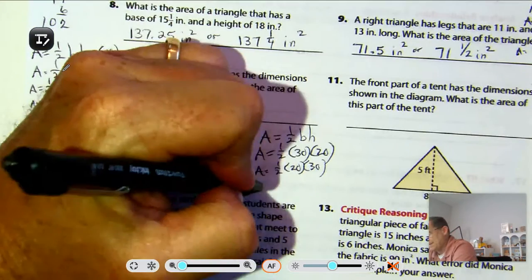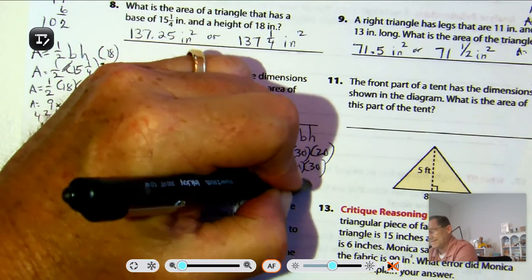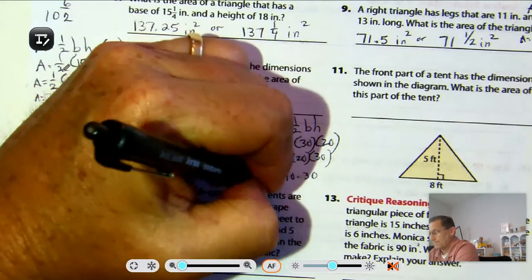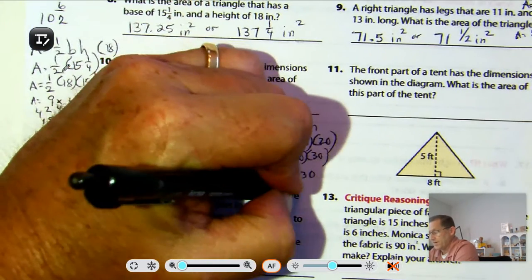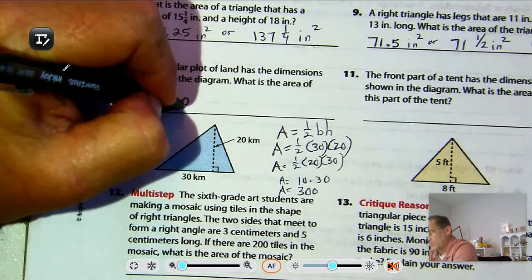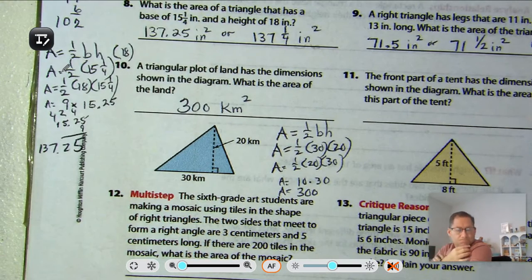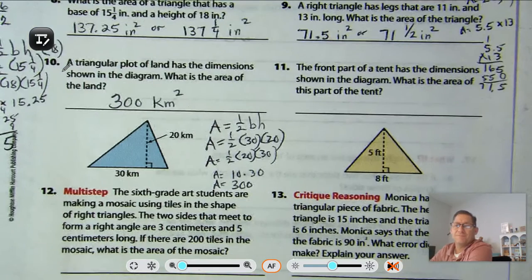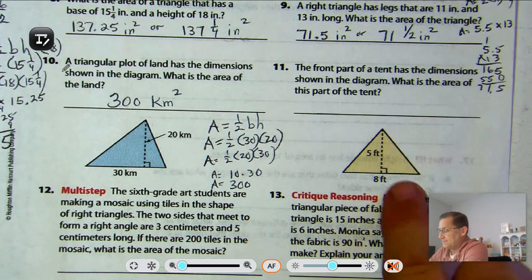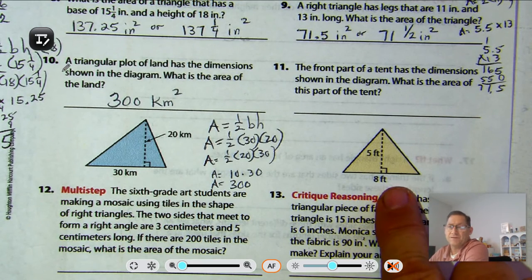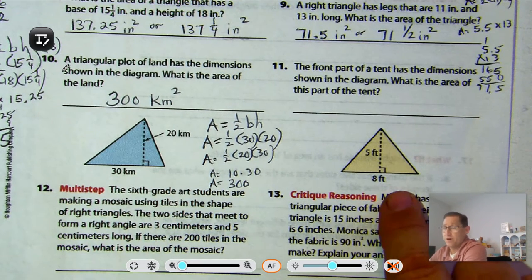Half of 20 is 10, and 10 times 30. So 30 tens is 300. So 300 square kilometers. Number 11. The front part of a tent has the dimensions shown in the diagram. What is the area of this part of the tent?